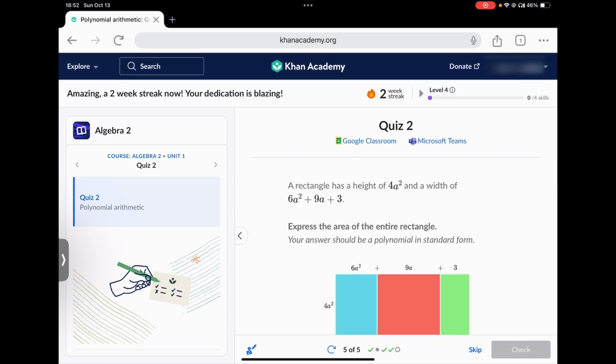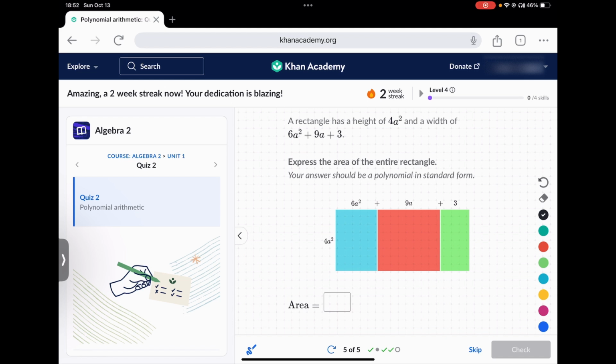And the last question is also using an area model that has a height of 4a squared and a width of 6a squared plus 9a plus 3. So again, if we use the same way, 6a squared times 4a squared, each coefficient, 24, and a squared times a squared. So you add those 2 exponents up, which is 4. So it's 24a to the power of 4.